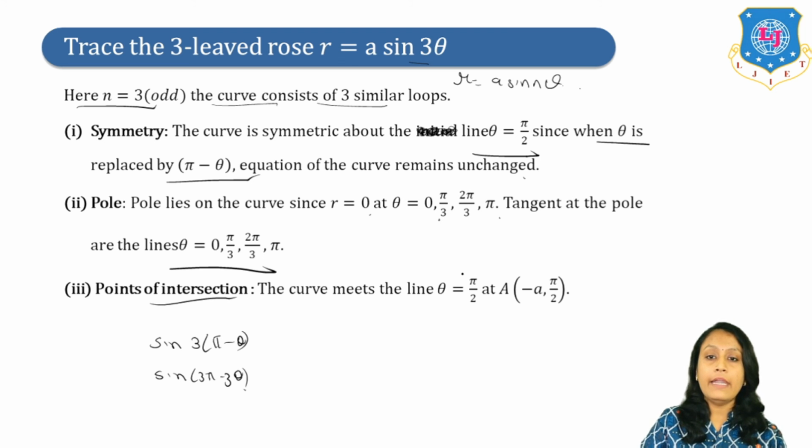At theta is equal to 0, r is what? 0. Now at theta is equal to pi by 2, substitute over here. So we have sine 3 pi by 2, that is minus 1. So the answer of r is what? Minus a. So the curve meets the line theta is equal to pi by 2 at the point (minus a, pi by 2).